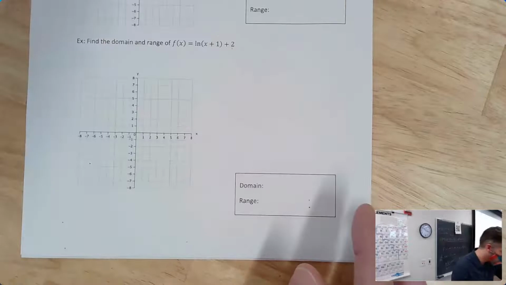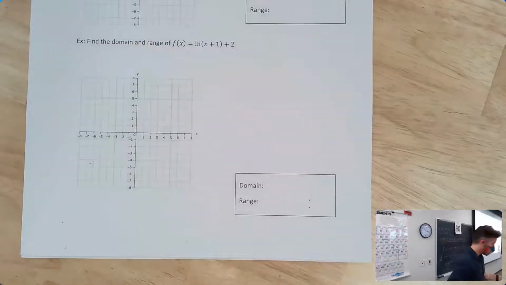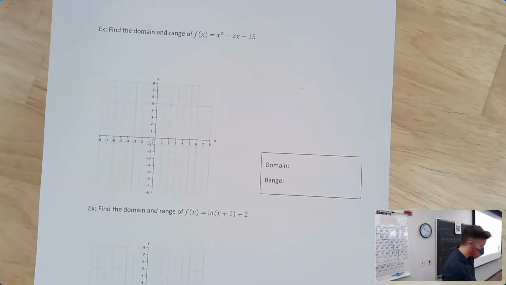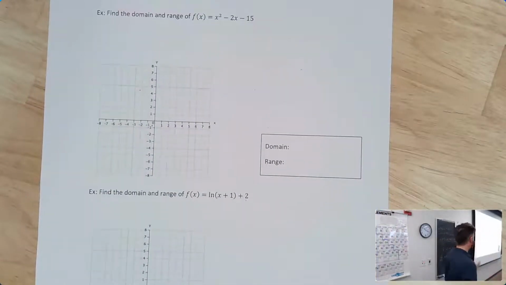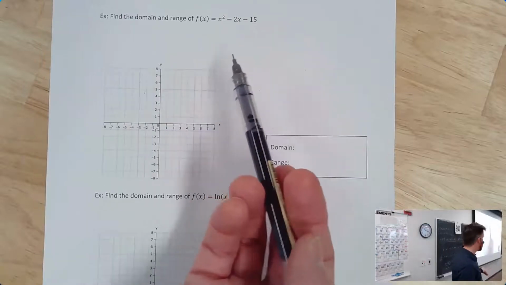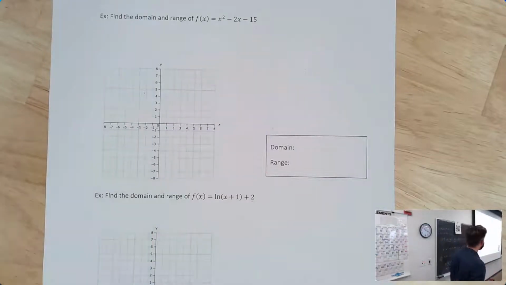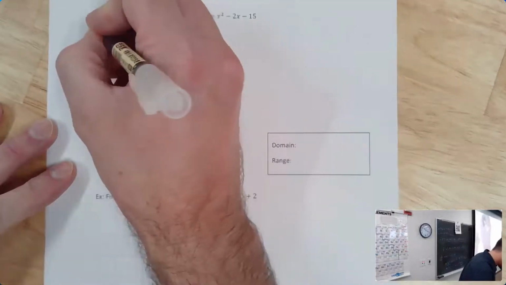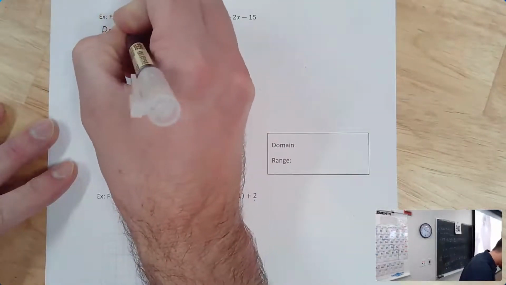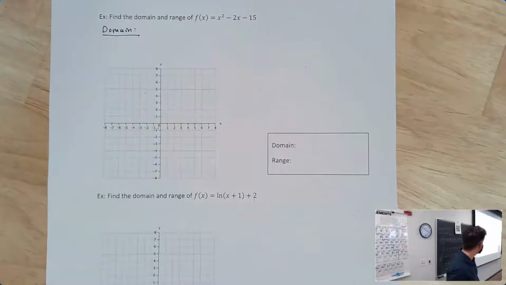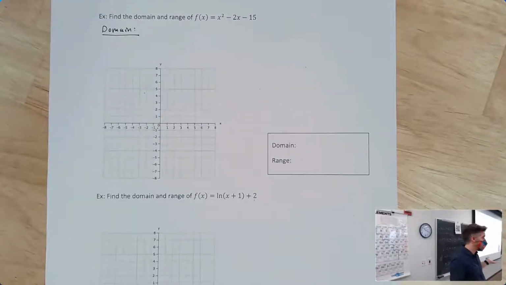If I can change my page. So we're going to start talking about finding domain and range just by doing it graphically. So for this function, what kind of function is this? It's going to have a graph that's a parabola, right? It's x squared minus 2x minus 15. I don't particularly care how great it looks. What I do care about is what the range and the domain are. So the domain here, well, there's no restrictions, right?